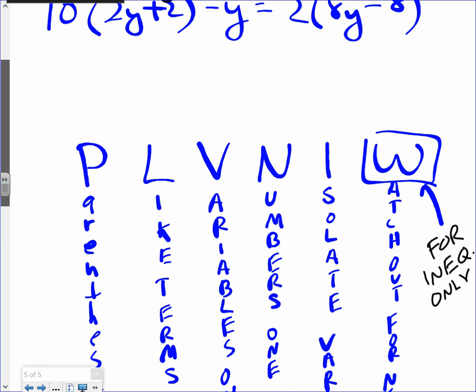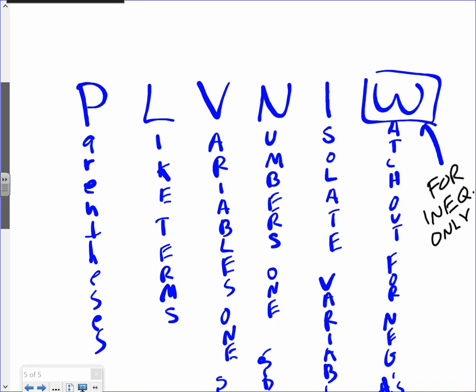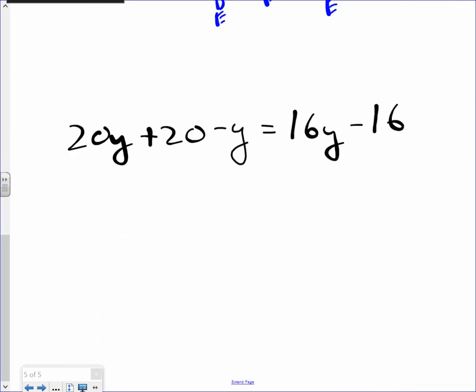Please leave veggies near ice water. That's parentheses. L stands for like terms. Let's get like terms together on either side if there are any. Is there any like terms here? Yes. Which one's Mendoza? Thank you. That makes 19y. Look at combine like terms.